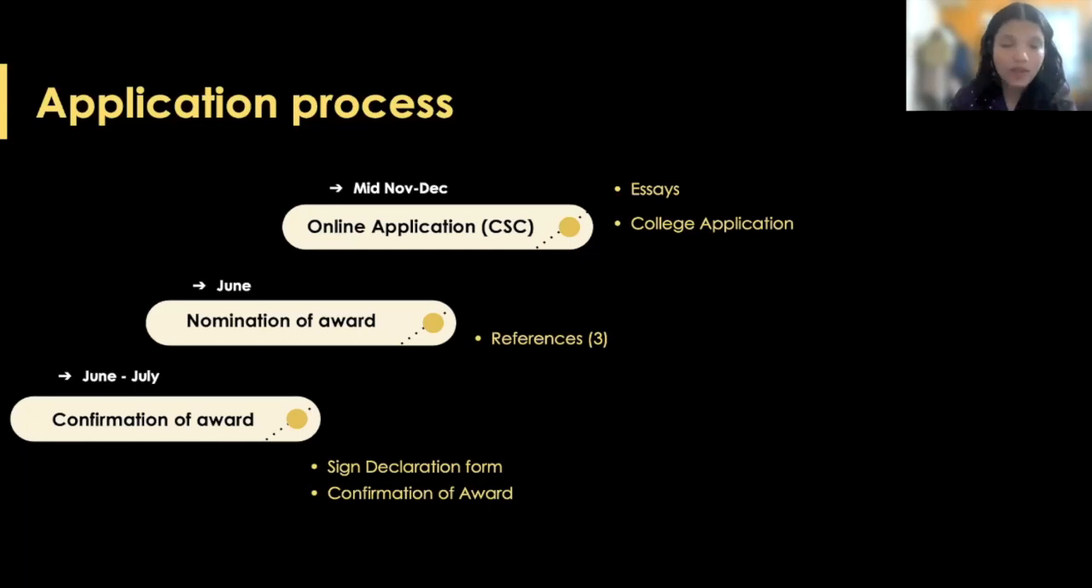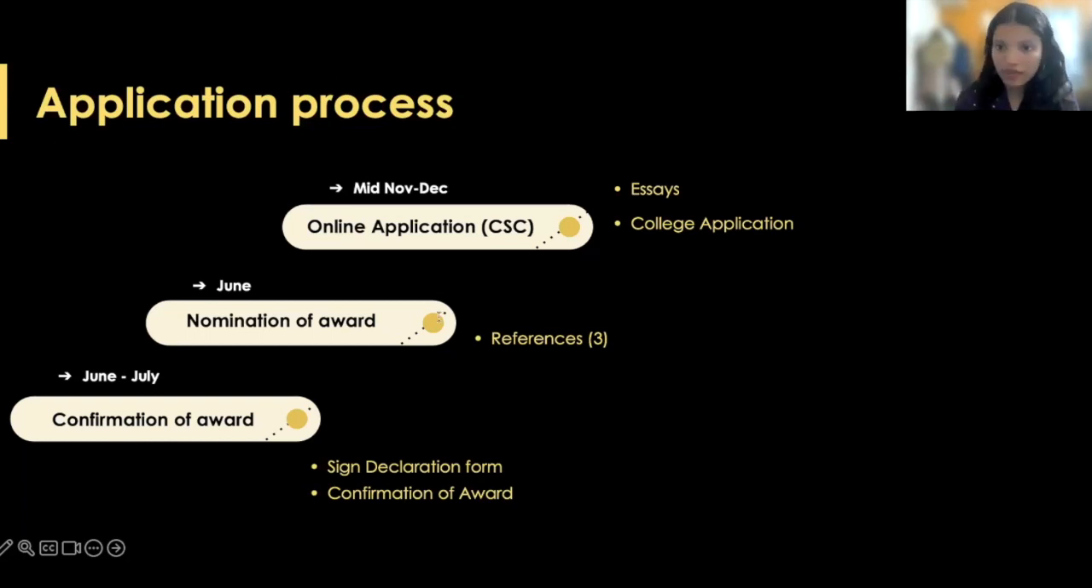There is no cap. But you have to submit separate applications for each, and essays can be repurposed with small modifications if needed, depending upon the course and university and the theme changes. So right now you have to submit your essays, and then later on you can make the college application.